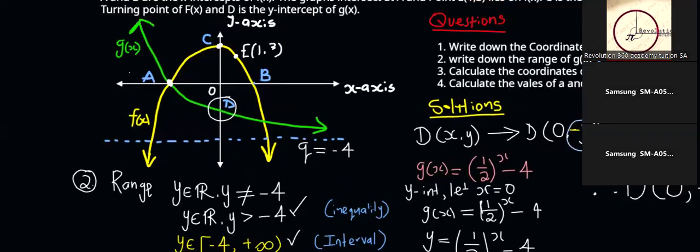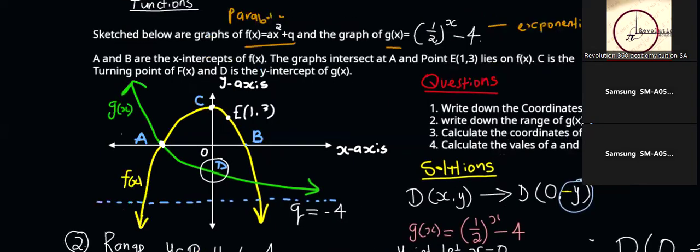Since this question wants you to calculate the coordinates of A, you can use either one of the two graphs, right? You are still going to be correct if you calculate the x-intercept of a parabola, the yellow graph, or the x-intercept of an exponential function, the green graph, because they didn't give you a concept that you need to follow with regards to calculating the coordinates of A. So you will be fine using either one of the two equations.